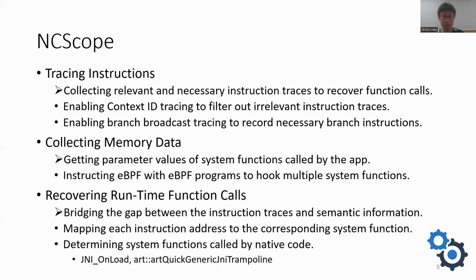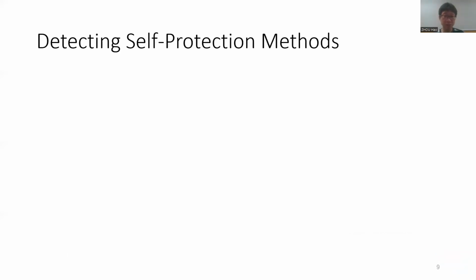Note that NCScope treats the functions found within the execution of JNI_OnLoad and art_quick_generic_jni_trampoline as the functions called by the native code, because the Android Framework calls these two methods when loading native libraries and just before the invocation of JNI function apps.